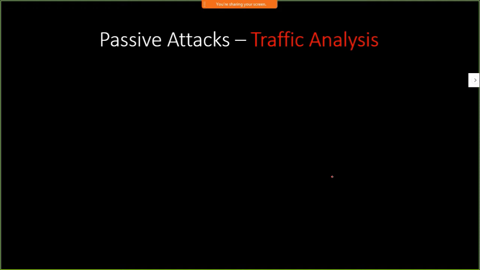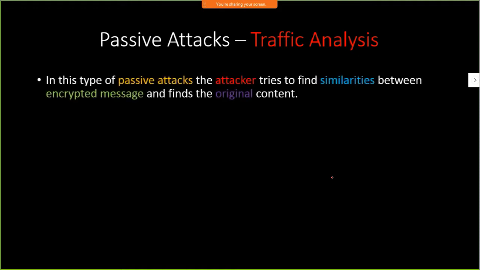And the traffic analysis. What is traffic analysis? In this type of passive attack, the attacker tries to find similarities between encrypted messages and find the original content. So few attackers will know this traffic analysis. Such activity is called traffic analysis.